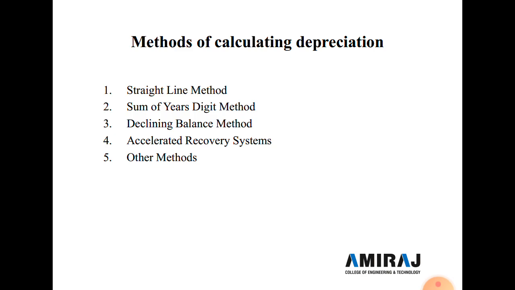Now the fourth method is the accelerated recovery system, which is also the sinking fund method. In the sinking fund method, the depreciation of the book value decreases at an increasing rate with respect to the life of the property or equipment. Here the loss of value of the property is made available in the form of cumulative depreciation amount at the end of the life of the property, with equal depreciation amount at the end of each year or period during the lifetime of the property. So it's an accelerated recovery system method.